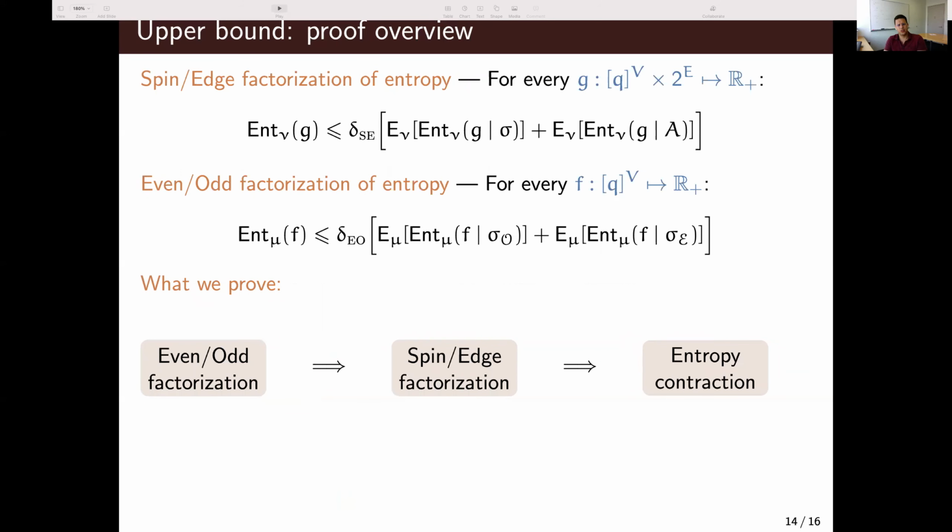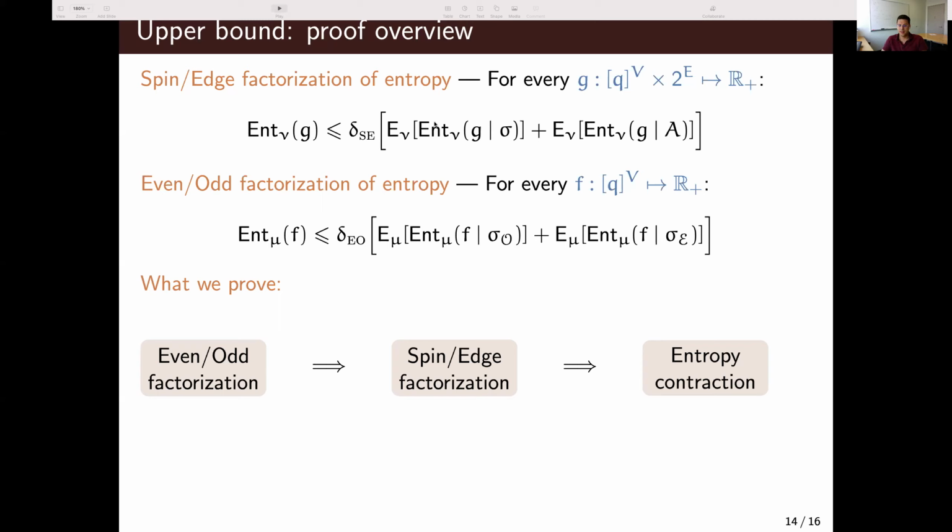So we consider this joint measure, and we consider a particular type of entropy decomposition or entropy factorization in this joint space. This is what we call the spin-edge factorization of entropy. For every function g, we want to show that the entropy of g is bounded by essentially the entropy on the spins plus the entropy on the edges. So let's parse this expression. For example, this says that if we fix a spin configuration, we look at the entropy of g with respect to the edge configuration, because now the spins are fixed, and all the freedom that we have is to pick the edge configuration.